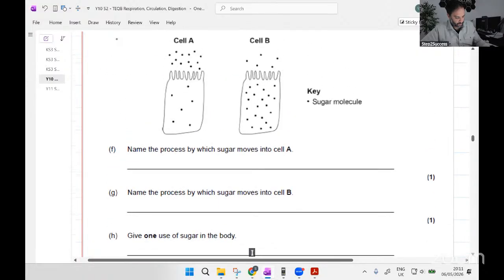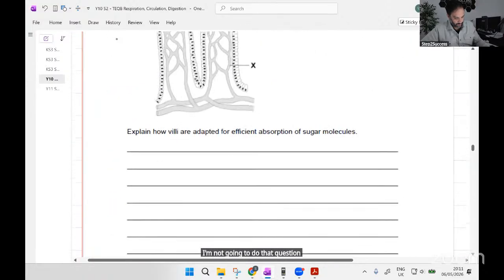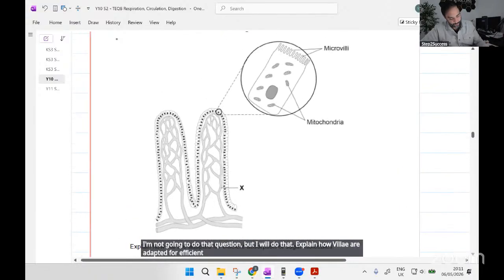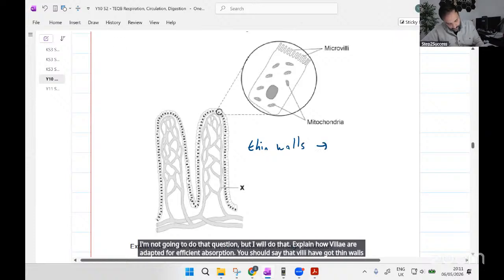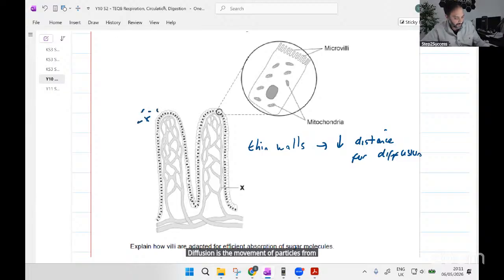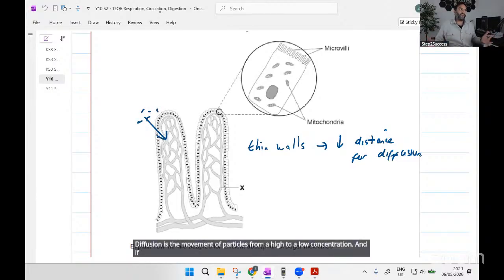I'm not going to do that question, but I will do that. Explain how villi are adapted for efficient absorption. You should say that villi have got thin walls, which reduce the distance for diffusion. Diffusion is the movement of particles from a high to a low concentration. And if they're going through a thick wall, it takes a lot longer. But if they're going through thin walls, it's quite nice and fast.